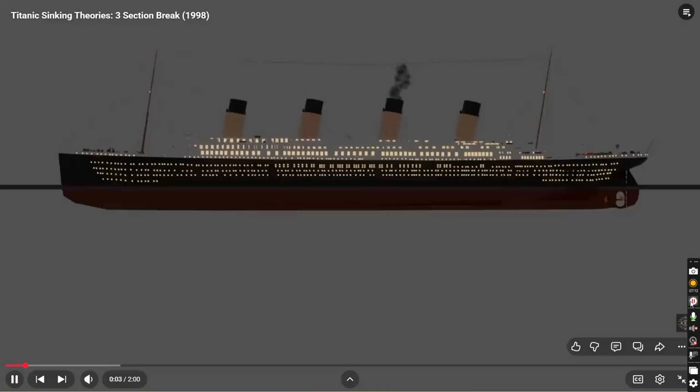The split happens to be right behind the fourth funnel, where both the funnels would fall at their own side. The keel is still attached to the stern and to the bow until they connect together, and then the ship's stern sits vertical, and that is the end.